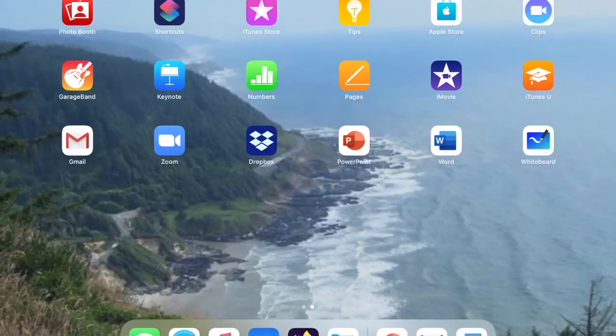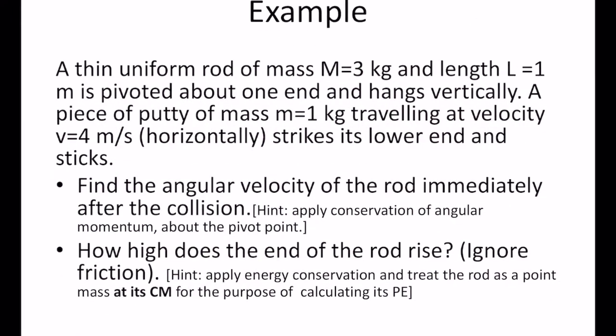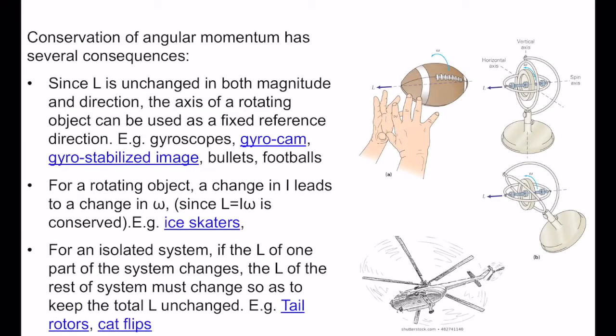The last thing that I'm going to talk about is a few practical applications of angular momentum. So the conservation of angular momentum has several fascinating consequences. One consequence is the gyroscopic effect, right? So this device over here is called a gyroscope.